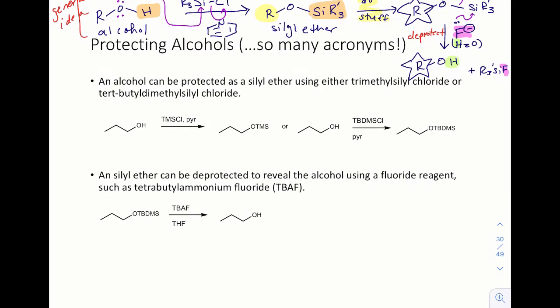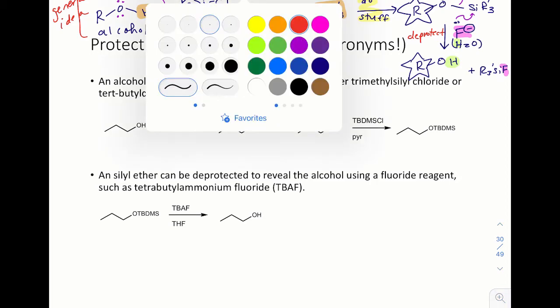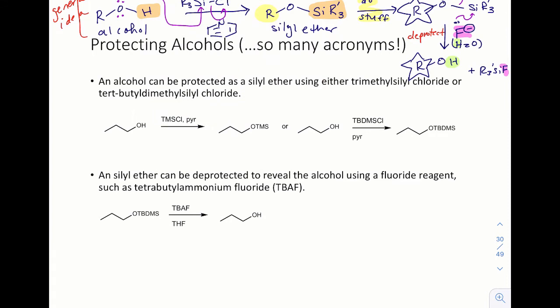So alcohols can be protected as silyl ethers using either trimethylsilyl chloride or tert-butyldimethylsilyl chloride. Quite frankly, there's a gazillion different silyl ethers that alcohols can be protected as. I have shown here two of the more common ones, and you'll see them in your textbook if you choose to read it. So trimethylsilyl chloride, that's TMS chloride. And then again, pyridine is used to soak up the acidic proton.